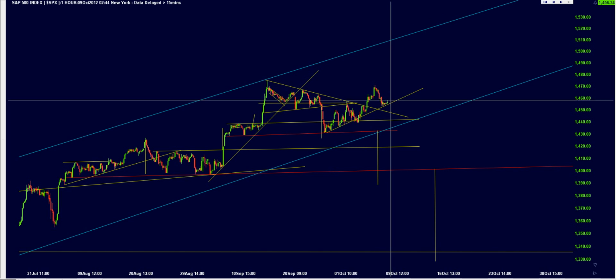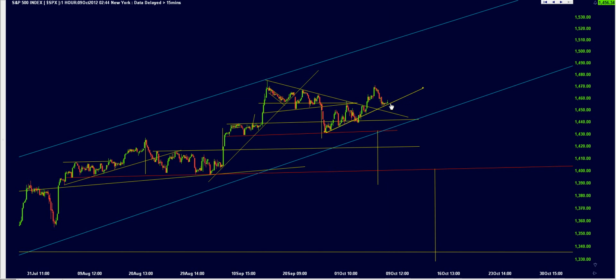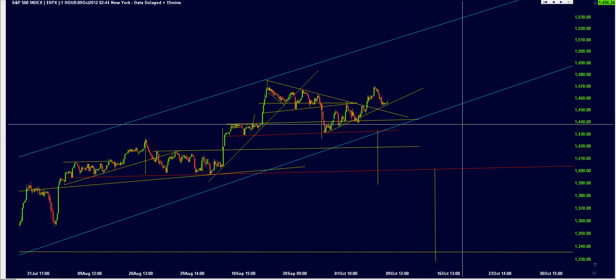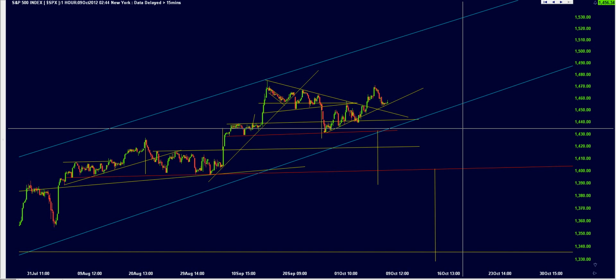But for now, this rising level of support, if it gets broken, expect a back test on this area here. The markets may come down here and tag on this line, and we may bounce around for a few days and then break this blue line. But for now, that's fairly much where we're at with the S&P 500.